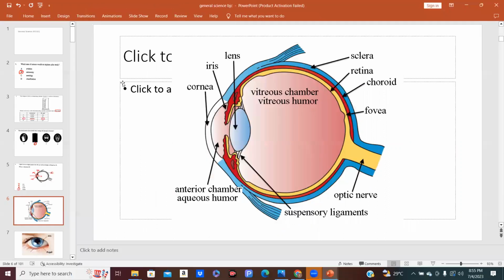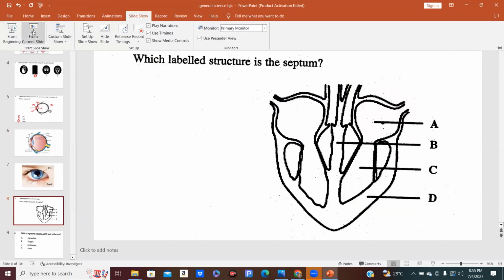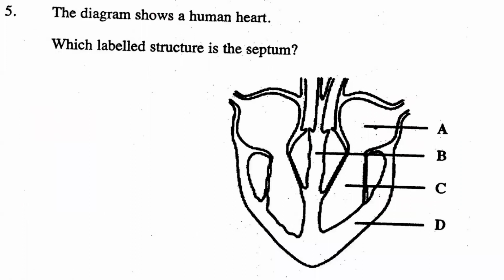All right. Let's move on to the next question. It's the last question. Martinique, can you read this question, please? The diagram shows a human heart. Which labeled structure is the septum? A, B, C, or D.